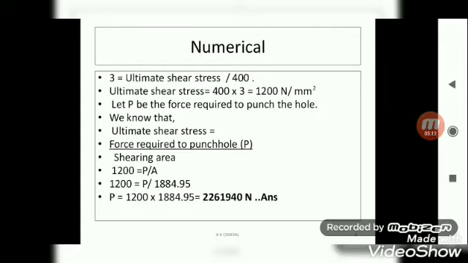We know what force? Force is nothing but stress into area. Let P be the force required to punch the hole. We know that ultimate shear stress, that is stress, is equal to force divided by area. Here force required to punch hole divided by shearing area. Ultimate shear stress is 1200 is equal to P divided by area. 1200 is equal to P divided by 1884.95. P is equal to 1200 into 1884.95 is equal to 2261940 Newton.